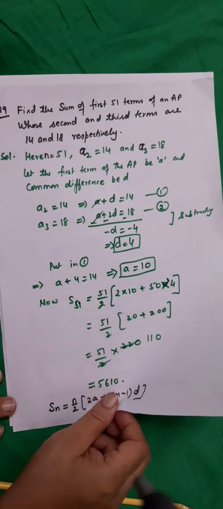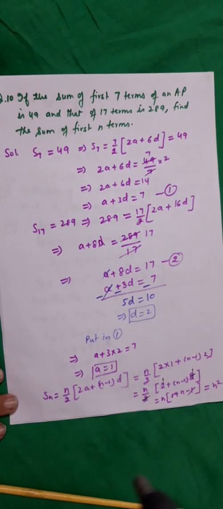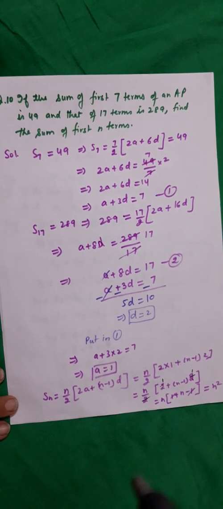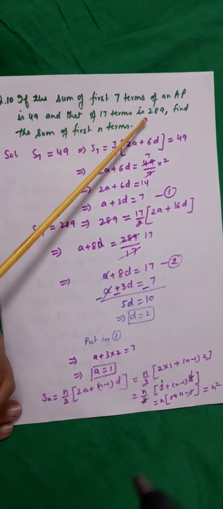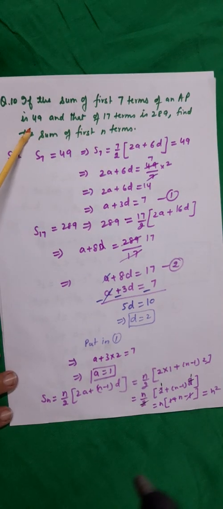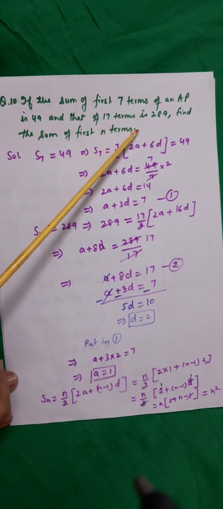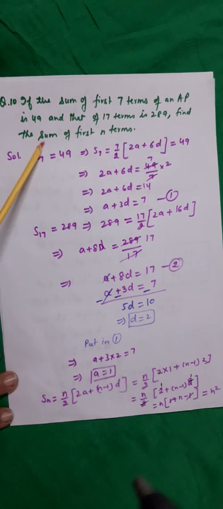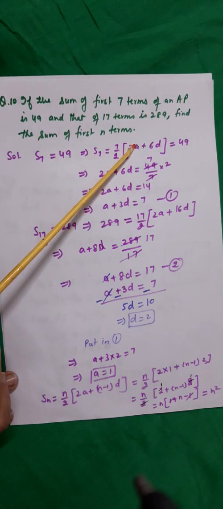By now you must have known that the chapter is not at all difficult, rather it's quite an interesting chapter. Now question number 10. If the sum of first 7 terms of an AP is 49 and that of 17 terms is 289, find the sum of first n terms.